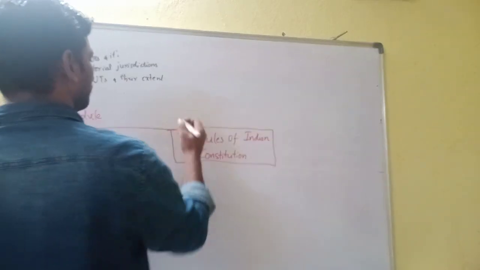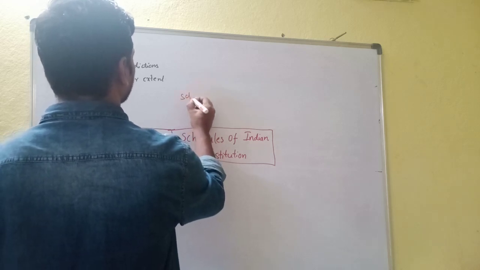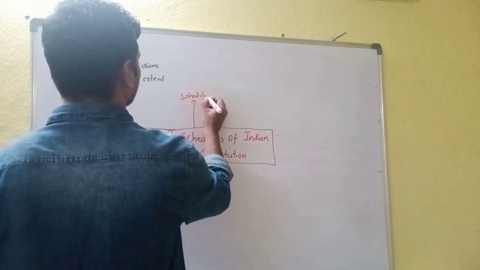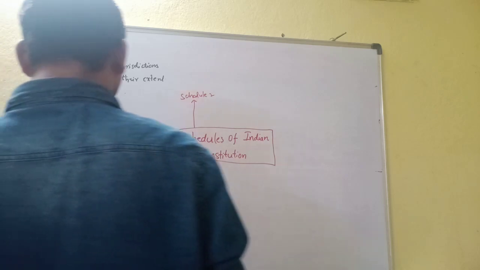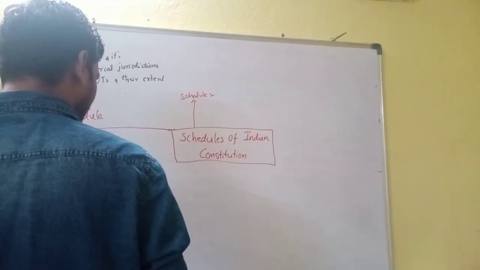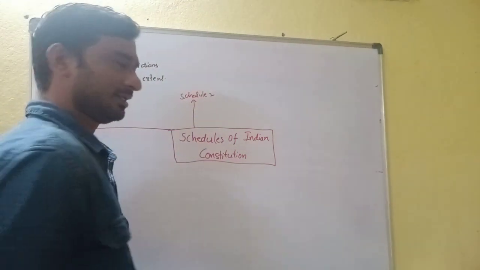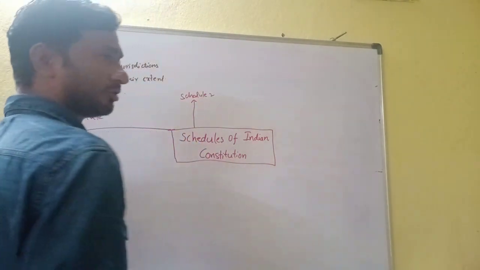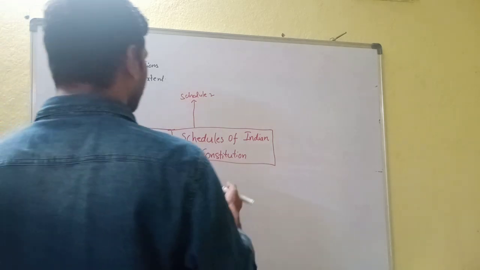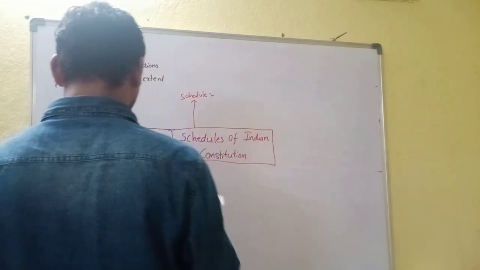Now Schedule 2. We will make a line here, Schedule 2. It tells about provisions related to emoluments, allowances and privileges of a president, vice president, governors, CAG, High Court judges and Supreme Court judges. All these emoluments are covered in this Schedule 2.